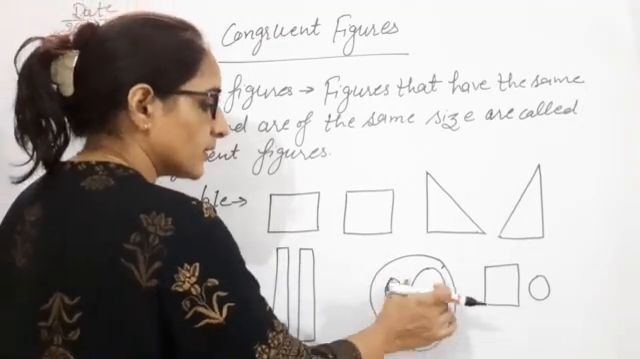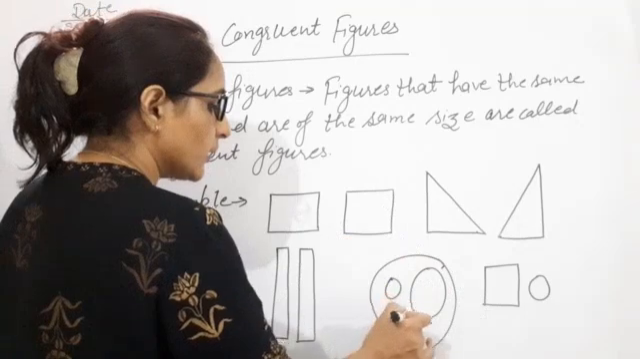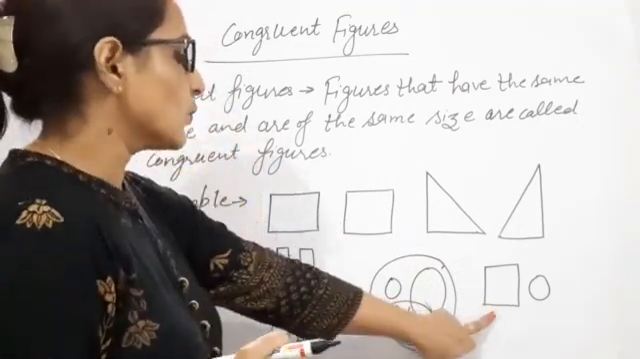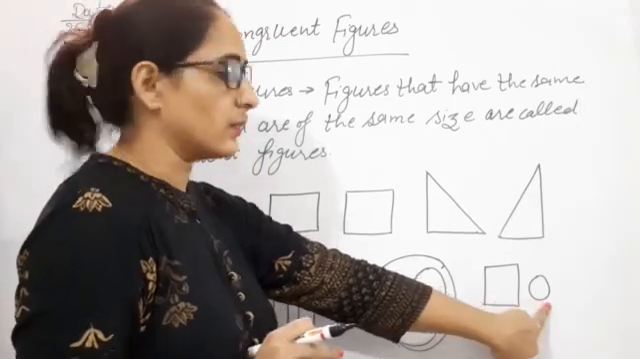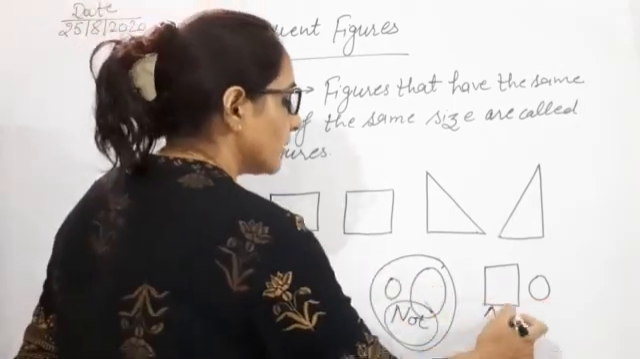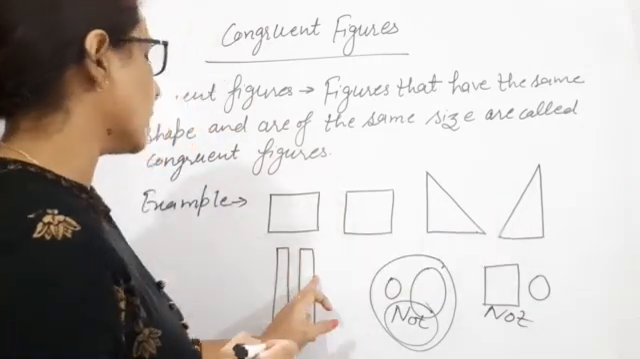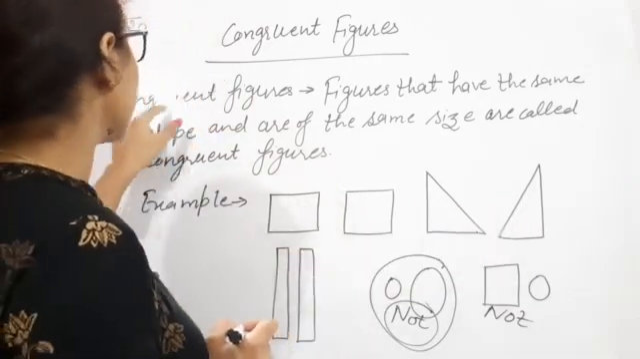This is smaller, this is bigger. So it is not the concrete figures. And in this one, this is the square, this is the circle. So this is also not the concrete figures. Clear? So this one and this one all are your concrete figures.